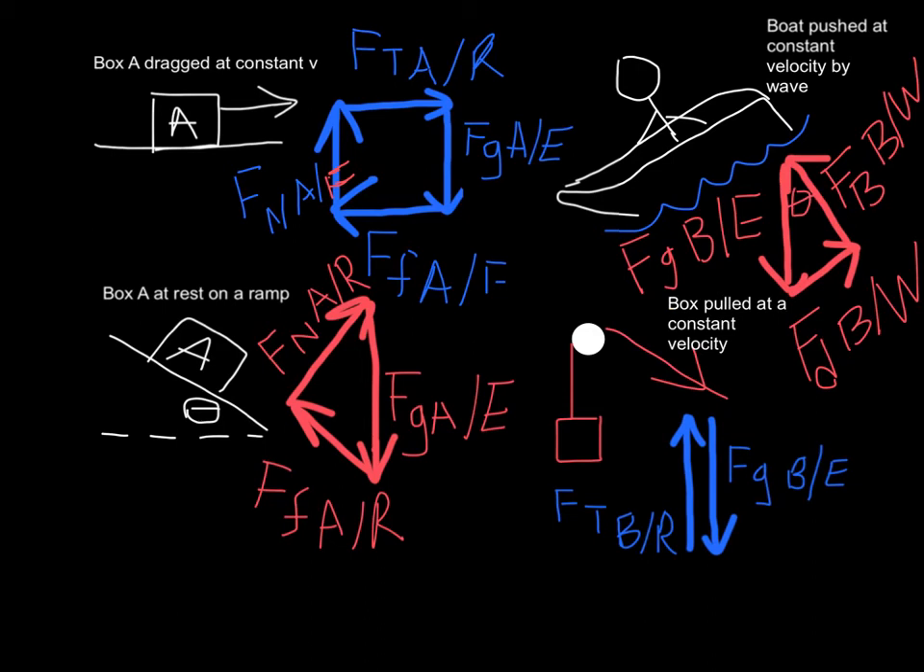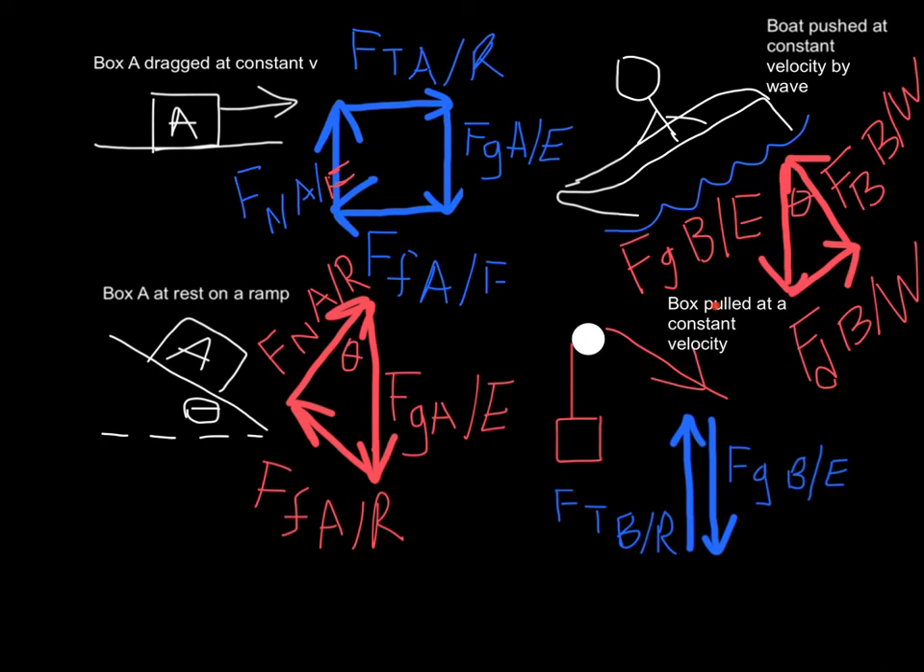All right, now here's box A at rest on a ramp. At rest is a constant velocity, therefore it must be a closed figure. So from the ramp itself, there's a normal force, squish, squish, pushing up. Gravitational force from the earth pulling down. And a frictional force from the ramp pushing up. Closed figure. And the angle of the ramp is always between the normal and the gravitational.